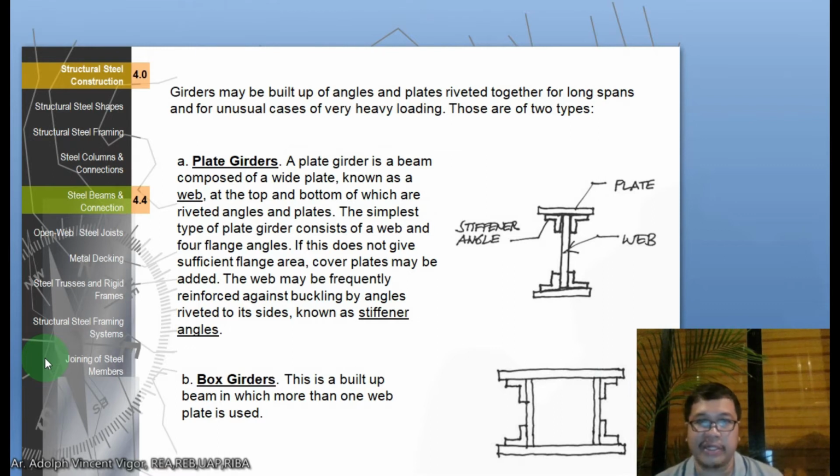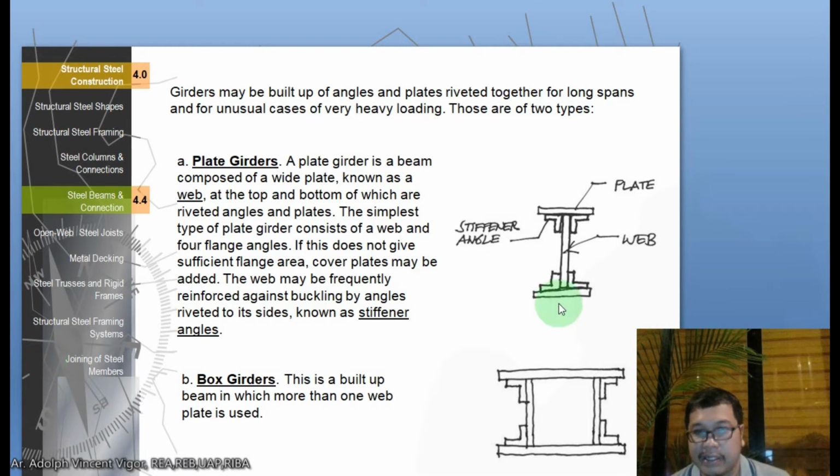Let's go to girders. Girders may be built up of angles and plates riveted together for long spans and for unusual cases of very heavy loading. So there are two types of girders. You have the plate girder and then the box girder.